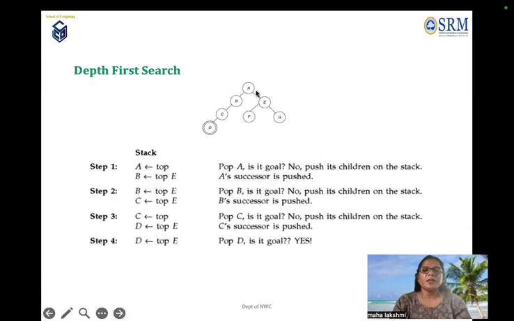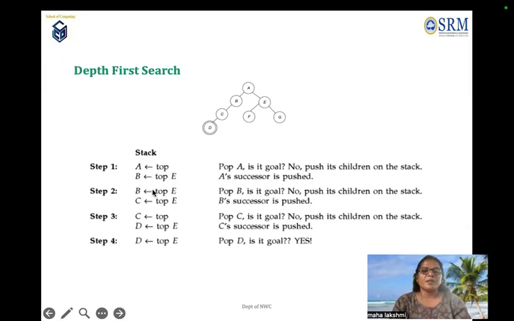If you see this particular tree, A will be on the top of the stack initially. Then A will be popped and we verify whether it is a goal. No, so push its children on the stack. A's successors are B and E, but the top will be pointing towards B because it is the left side node, as it is depth first search.